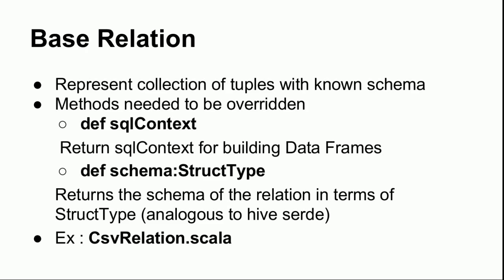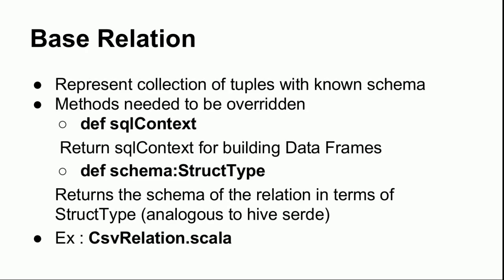Here the word known is important. Known means once the schema is discovered or specified, it will be the same forever. So it's not like it's going to change from row to row. Once we specify or discover the schema, it's always going to be the same. So a base relation is a collection of tuples with a known schema.